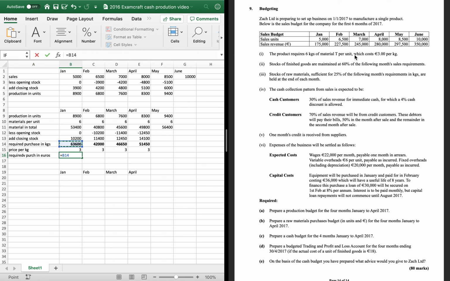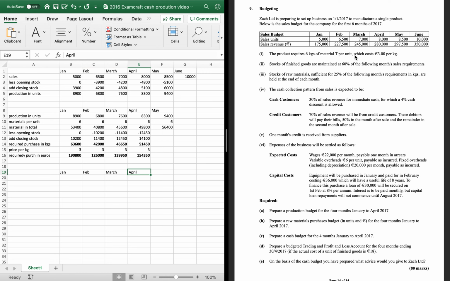So we'll take the 63.6, multiply by 3, and that'll give you 190,800. 42 by 3, 46,650 by 3, and 51,450 by 3. And they're really important. They're going to be used in our cash budget. Okay, so 190,800, 126, 139,950, and 154,350. From that point on, you're moving into cash budget territory.